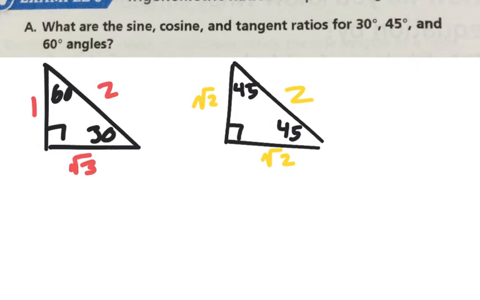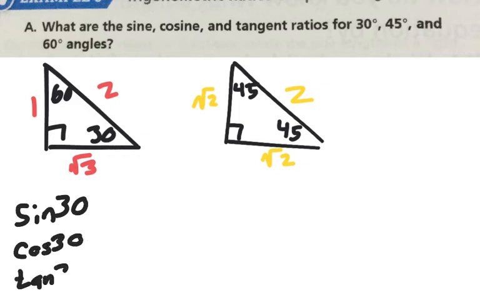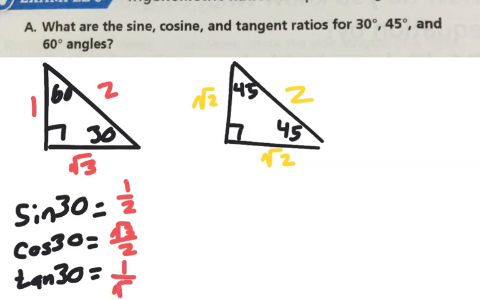Okay, so now if they ask me to find sine of 30, cosine of 30, and tangent of 30, that means I'm going to go to the 30-degree angle, which is here. Sine is the opposite over the hypotenuse. So that's going to be 1 over 2. Cosine of 30, that would be the adjacent over the hypotenuse. So that's going to be radical 3 over 2. And tangent of 30 is the opposite over the adjacent, which is going to be 1 over radical 3.